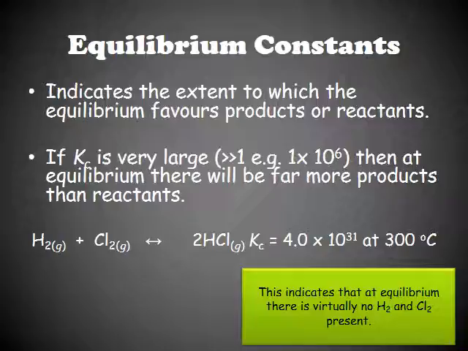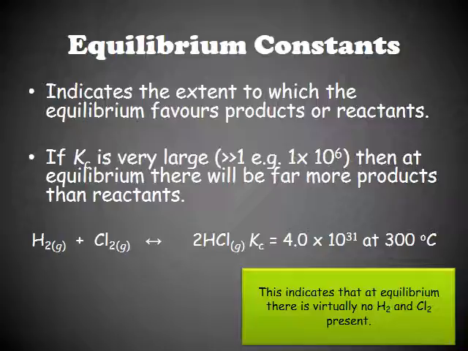For example, here we have a reaction, hydrogen plus chlorine in equilibrium to give 2 hydrochloric gaseous molecules. The Kc is 4 times 10 to the 31 at 300 degrees Celsius, clearly a very large number, so a lot of hydrochloric gas is formed and there's virtually none of the reactant hydrogen and chlorine left at that particular temperature.